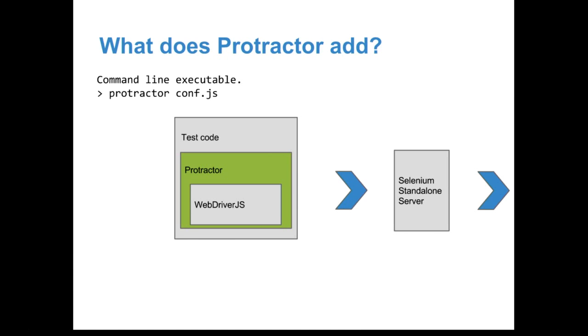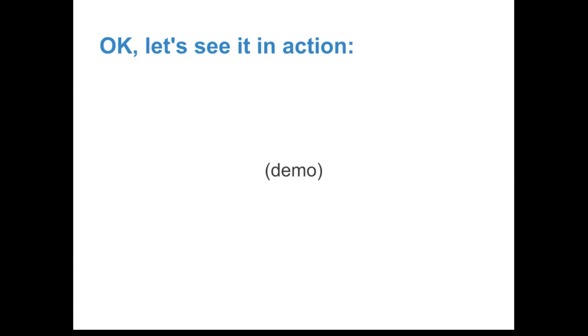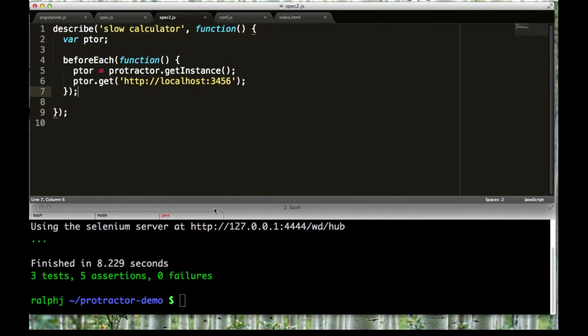And then inside your test code, you'll have access to an instance of the Protractor class, which has been set up with this configuration file. And that'll wrap around WebDriver, so anything you can do with WebDriver.js, you can do with Protractor. That'll connect to the Selenium standalone server and talk to your code. All right, before I get much further, let's take a look at what this actually looks like.